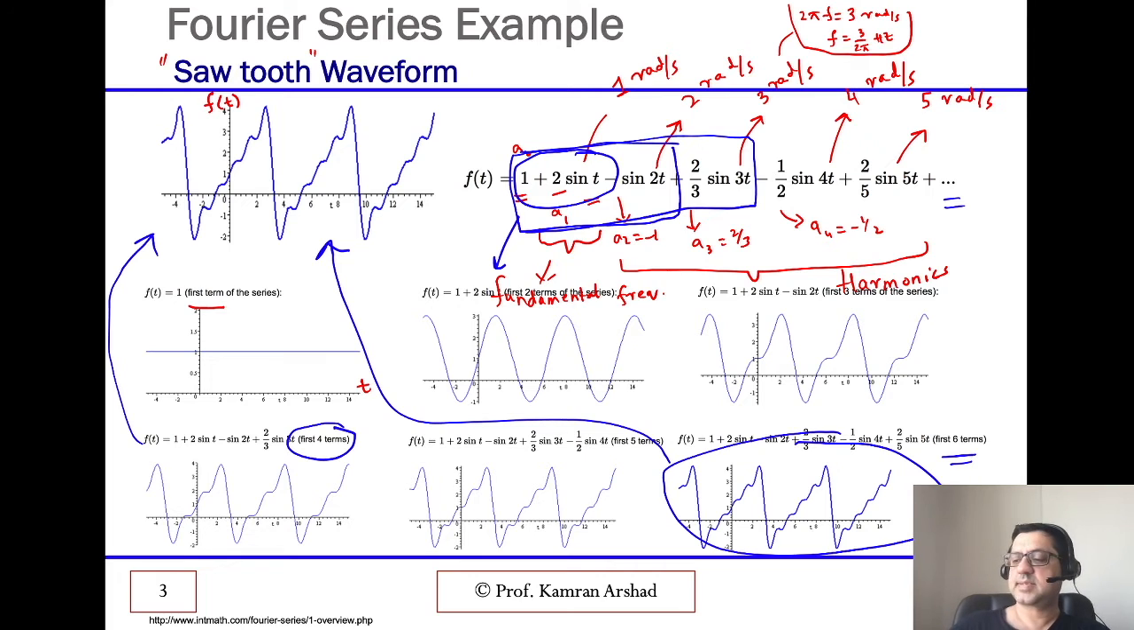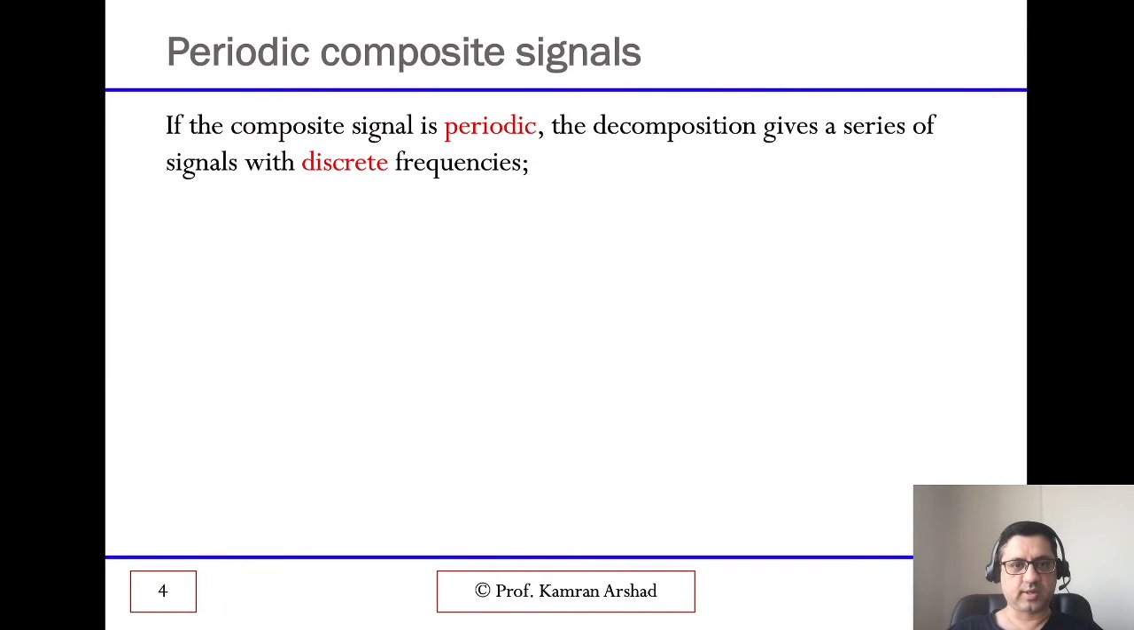So I can simply say that this is my signal f of t, and this can be broken into a large number of sinusoids. In other words, this is a signal which has a large number of frequencies, and all these frequencies are integral multiples of a fundamental frequency, which is 1 radian per second in this case, right? So this is about what we have for the Fourier series.